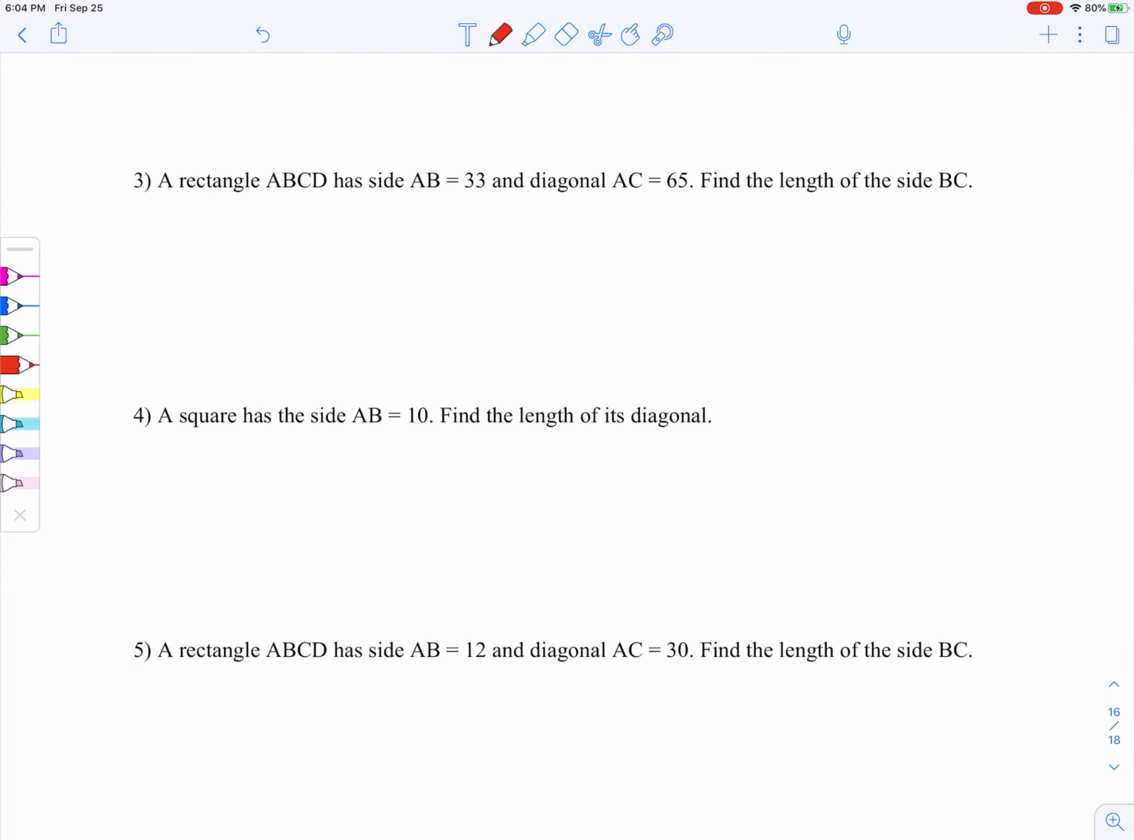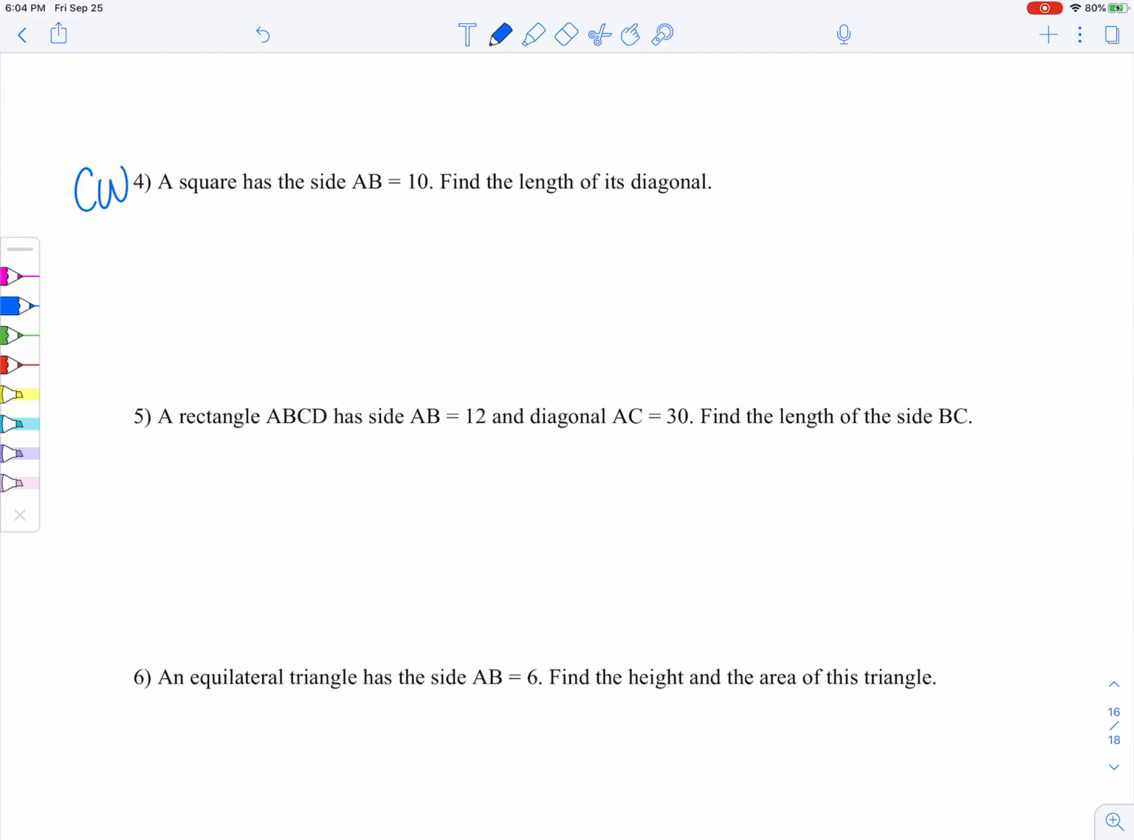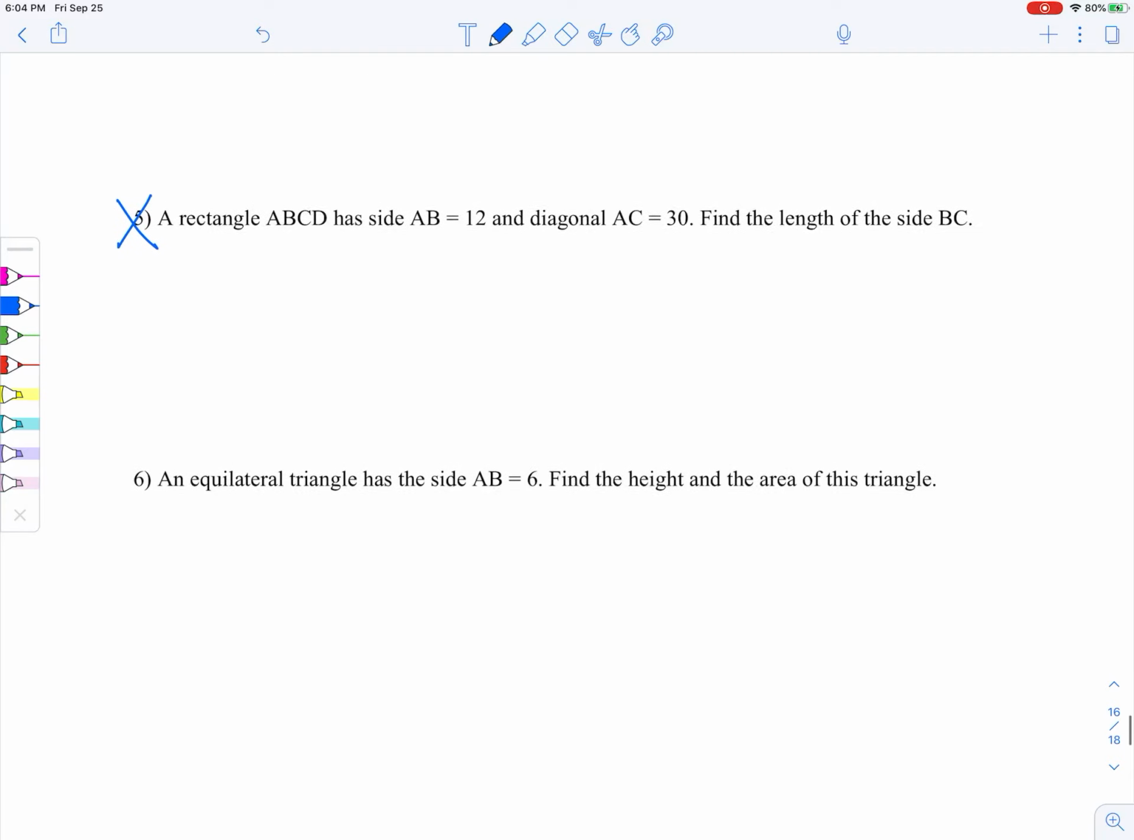Question 3. This one looks like a great one for classwork. And then question 4 is also like really similar stuff with diagonals. And then question 5 is the same thing all over yet again. So I don't even know. We're not going to bother right now.